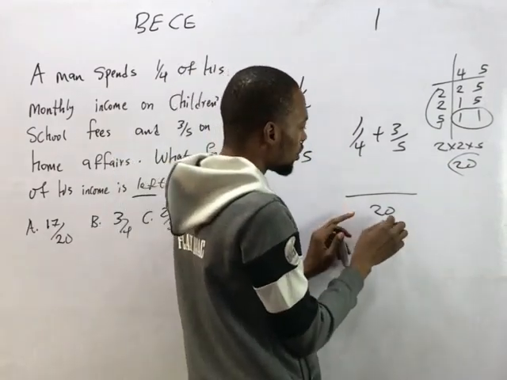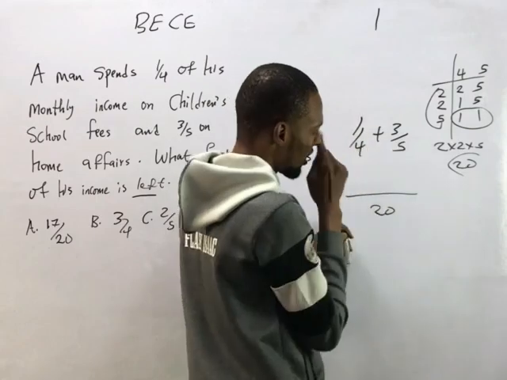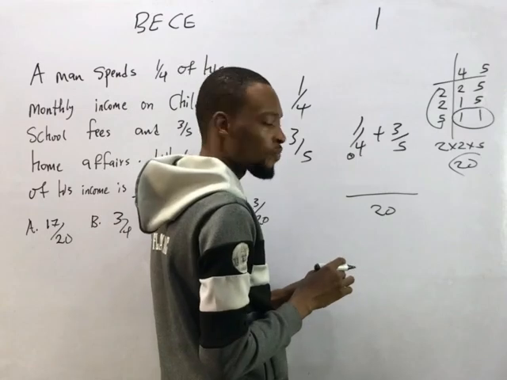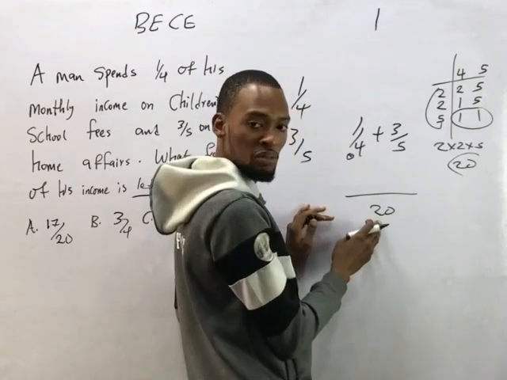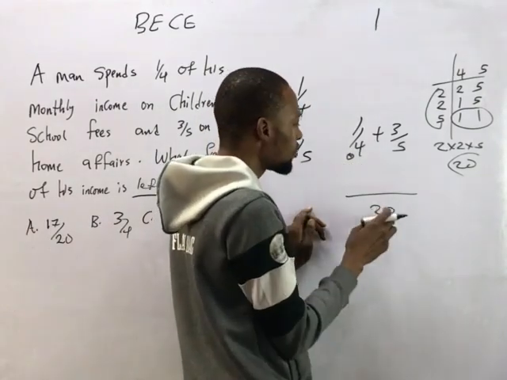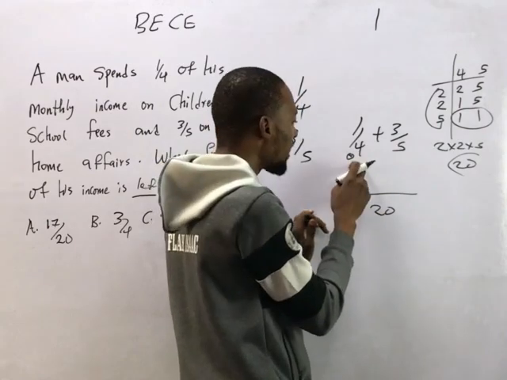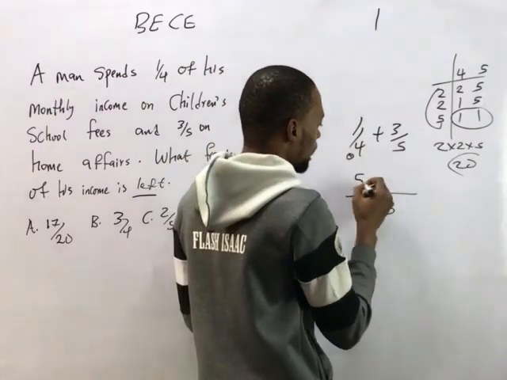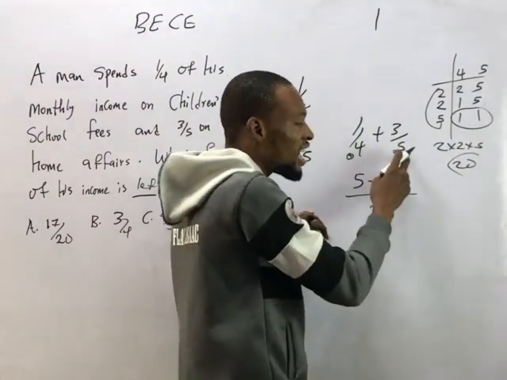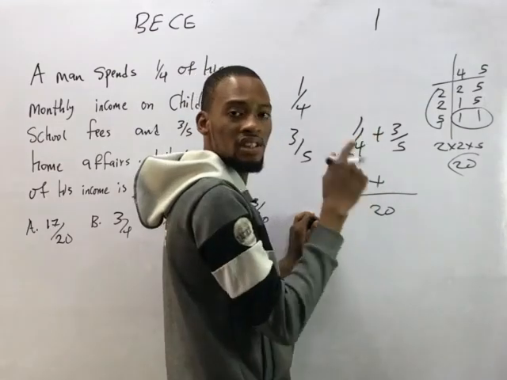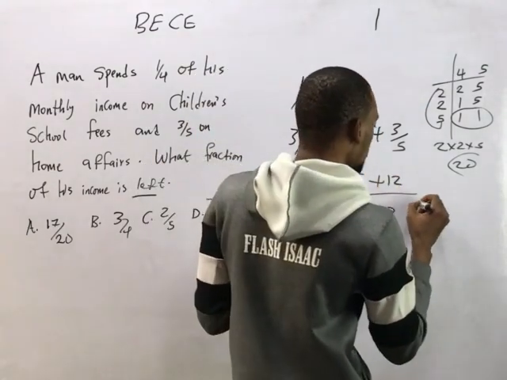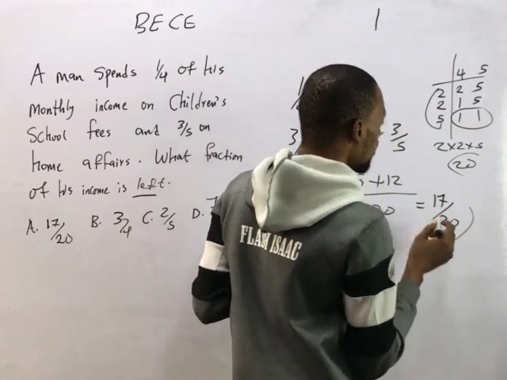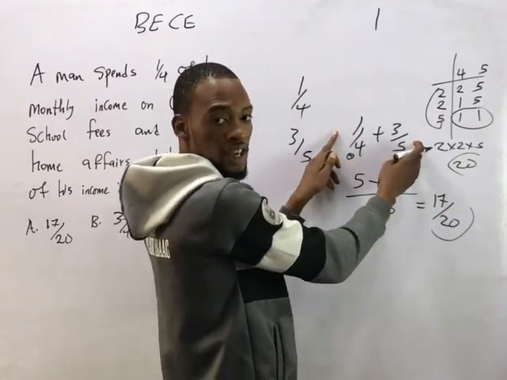After getting the LCM, you look at here, you look at here. You say this LCM that we had divided by this denominator. So this will give you 20 divided by 4 to give you 5. Then multiply it by this. 5 times 1 is 5. Plus 20 divided by 5 is 4. 4 times 3 is 12. So this is equals to 5 plus 12 is 17. This is 17/20. This is how you solve this type of odd fractions.